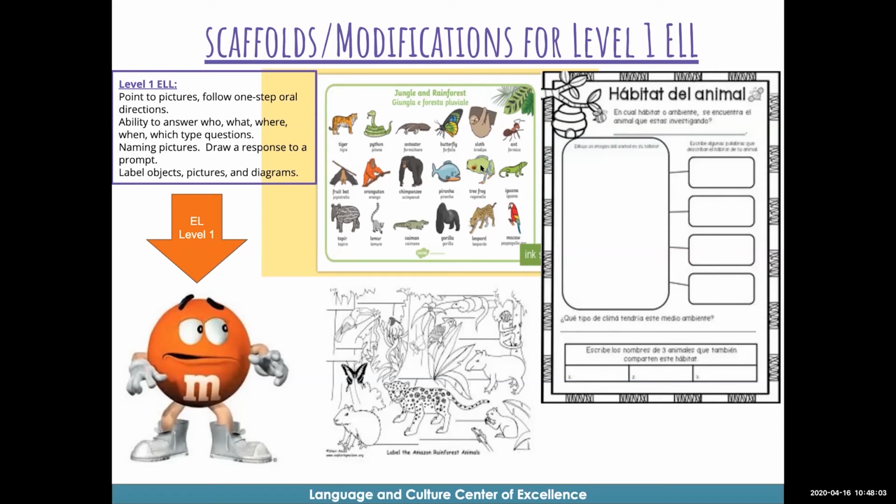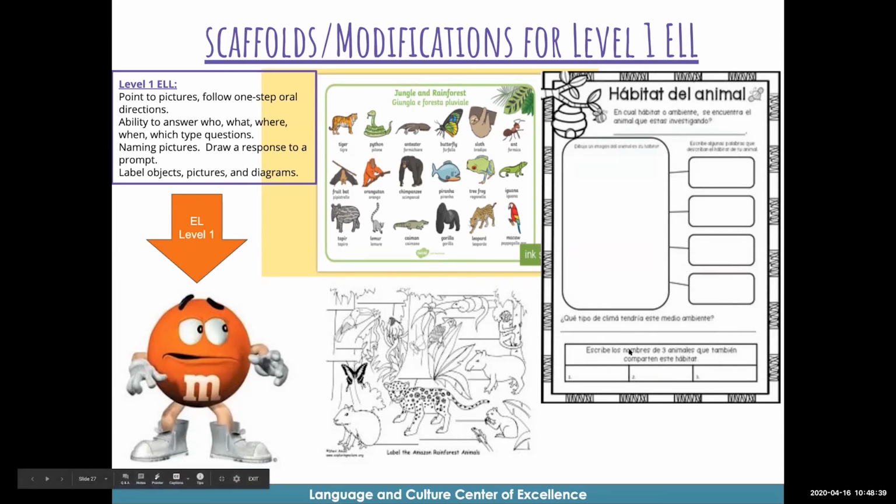Over here, this can be changed around. Here's one in Spanish. Here's one that says label the Amazon rainforest animals. Everything I'm going to show you in these next slides goes back to that unit plan, that lesson plan that I created. You would just adapt according to whatever language or whatever the ELP level is for that particular child. But this would fit the level 1.